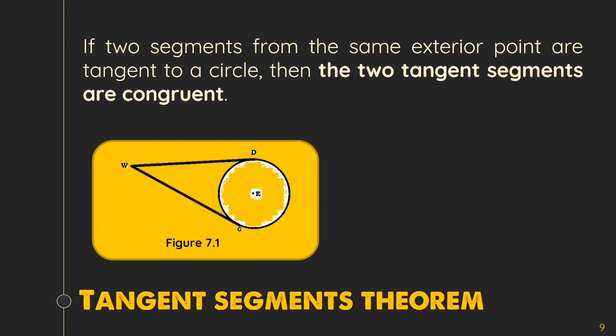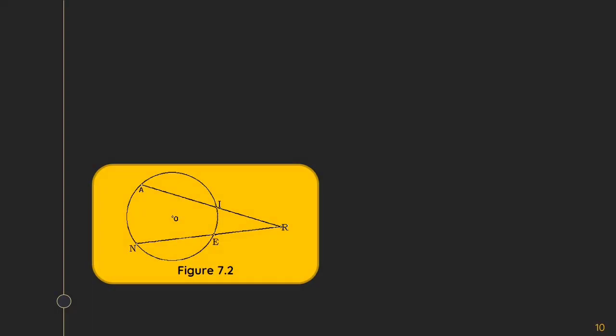Given in the figure is circle E, wherein segments BW and GW are the tangent segments which intersect at point W, which is at the exterior of the circle. By this theorem, segment BW is congruent to segment GW, which means the lengths of those segments are equal. This theorem is true for all pairs of tangent segments which are drawn from the same exterior point in a given circle. The second theorem is called the secant segments power theorem.